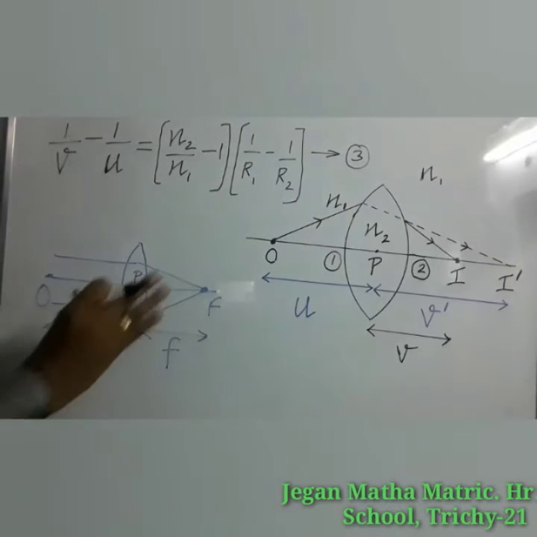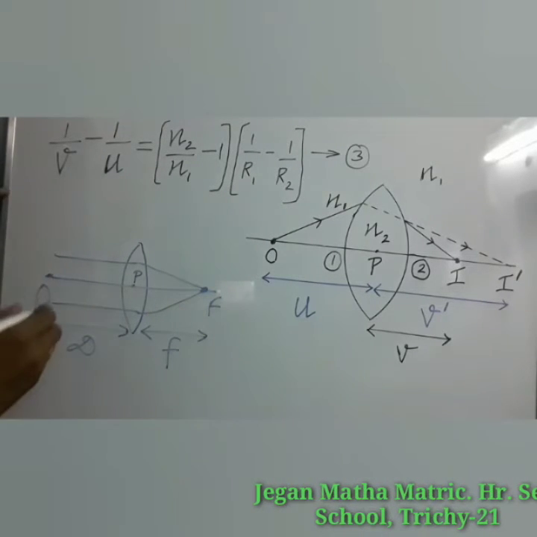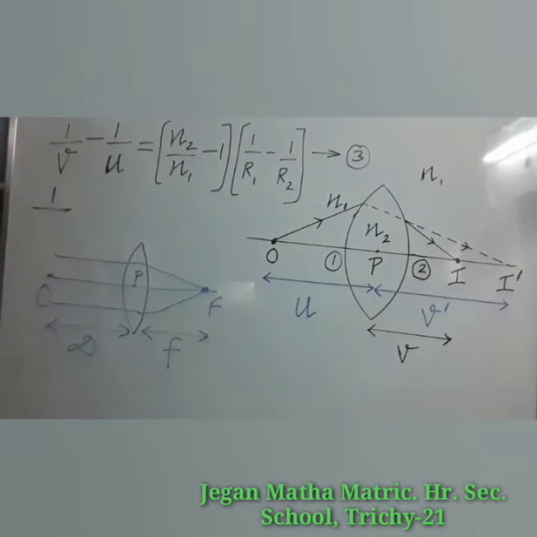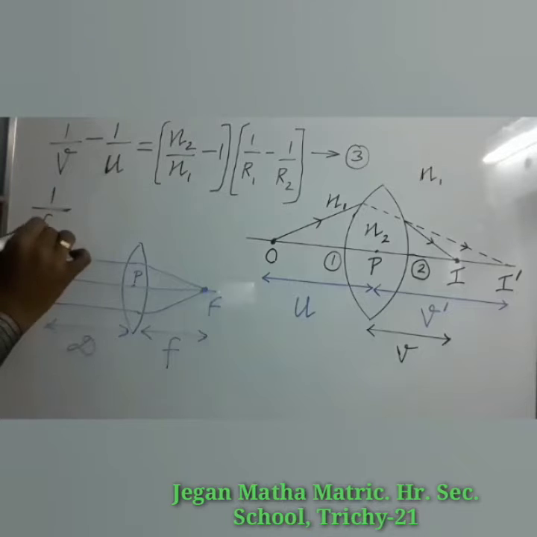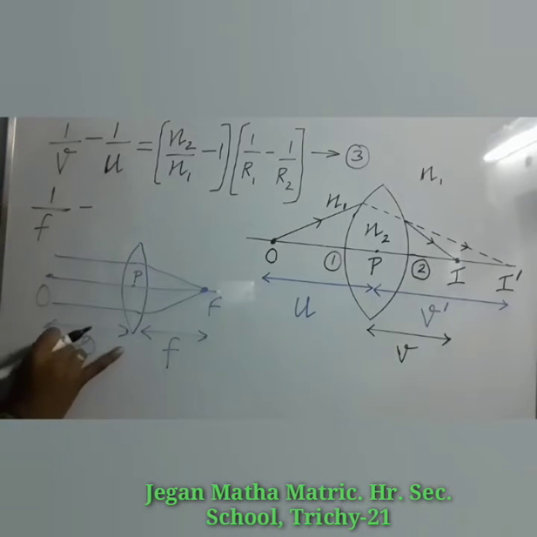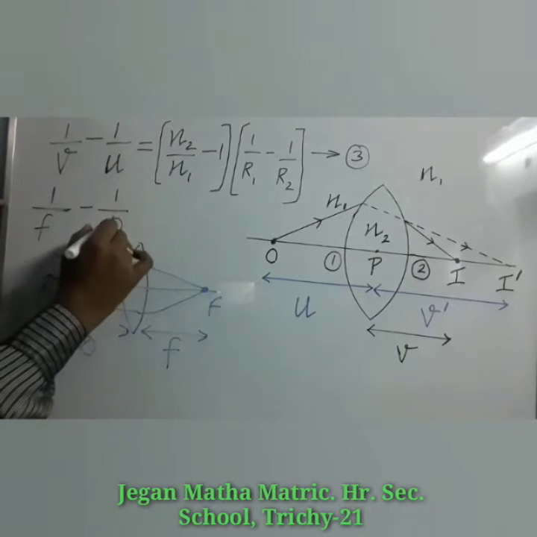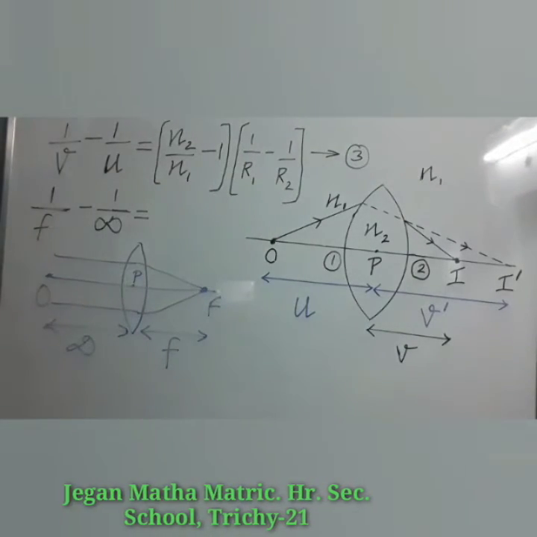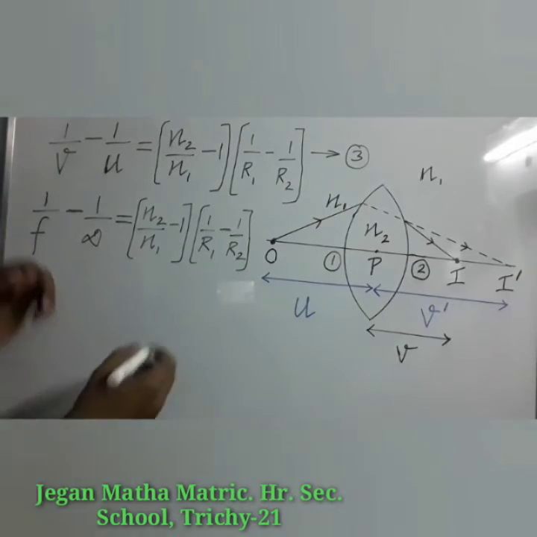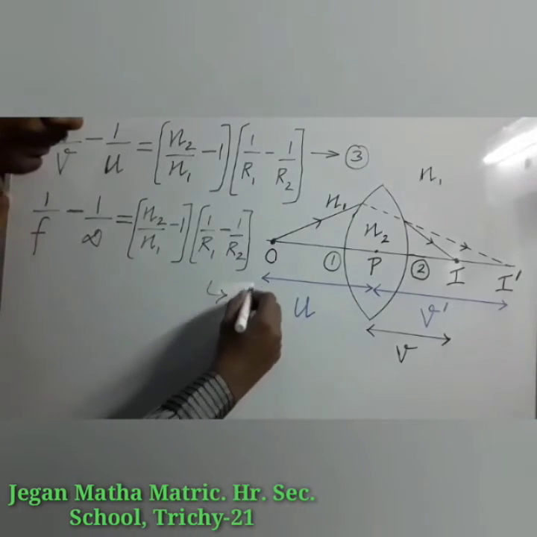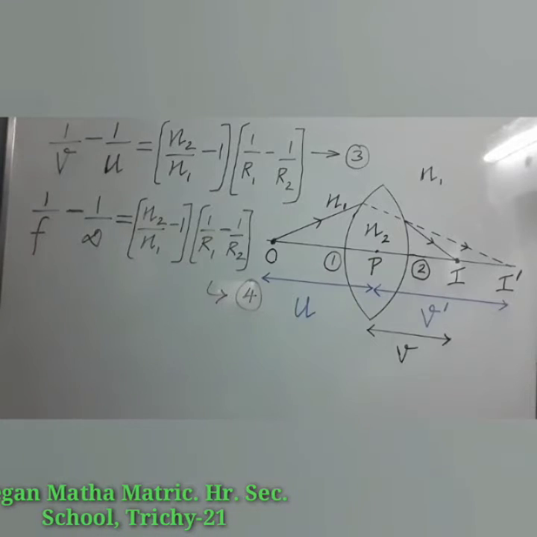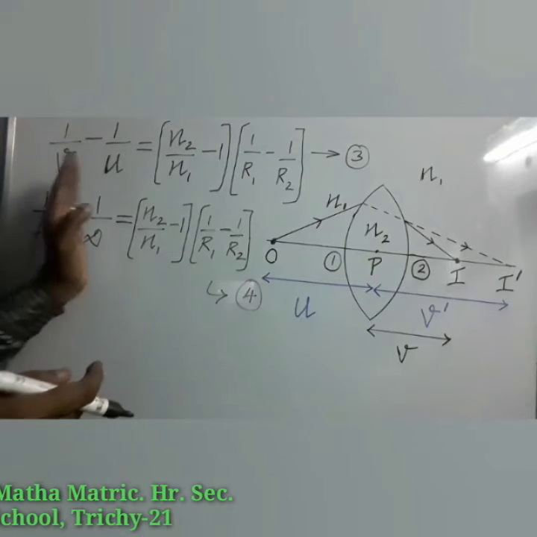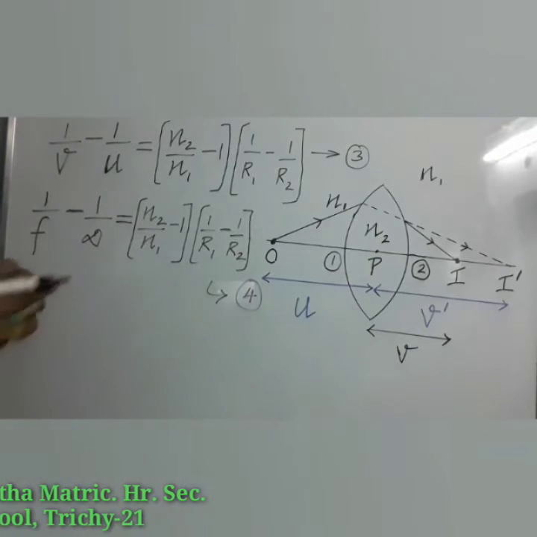For this condition, we can write equation 3 as follows. 1 by image distance v. Now for this condition it is f, minus 1 by u. For this condition it is infinity, 1 by infinity. Is there any change in the right hand side? There will be no change in the right hand side, so write as it is. Let us take this equation as the fourth equation. We know that 1 by infinity is equal to 0, so that can be eliminated. So the left hand side will be 1 by f.